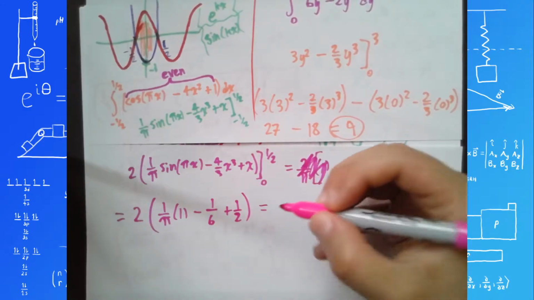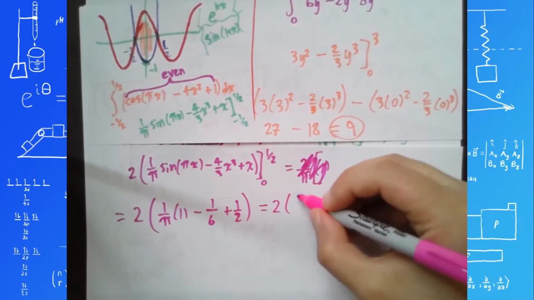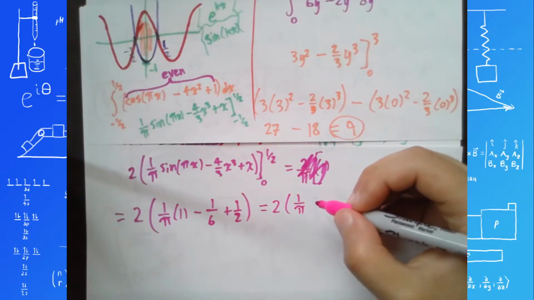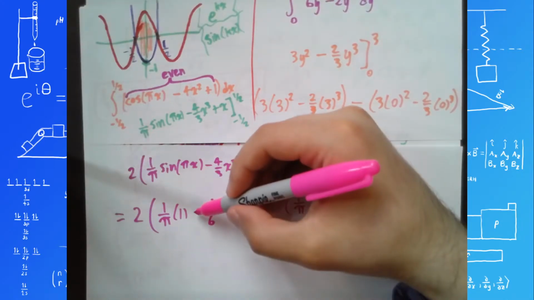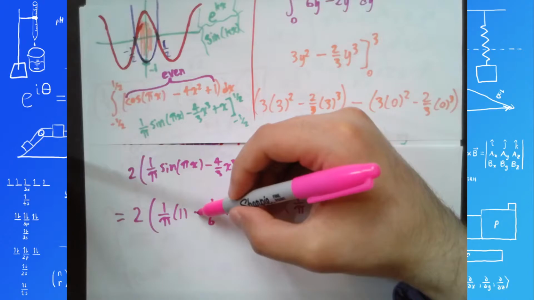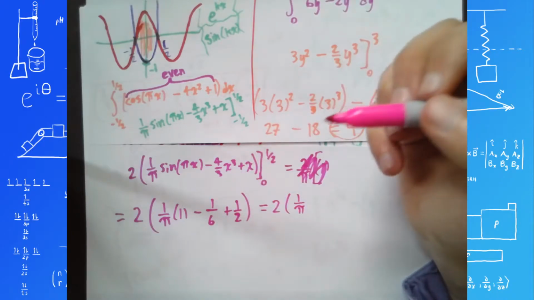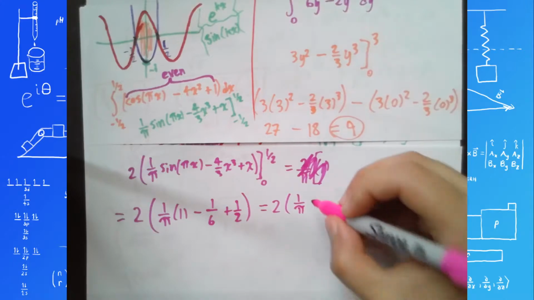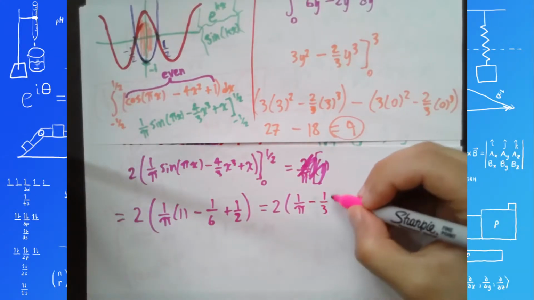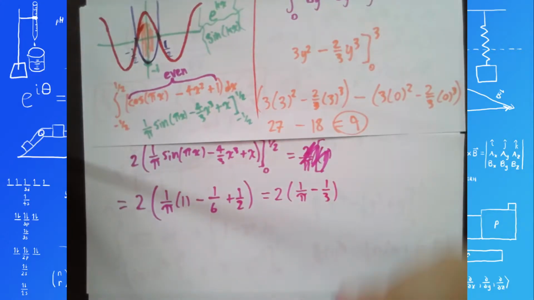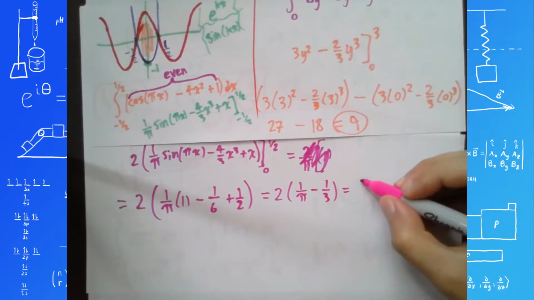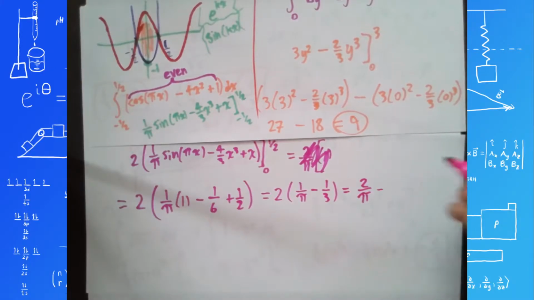So we've got 2 times 1 over pi. Oh, wait, did I add? No, it's supposed to be subtraction. Subtracting 1/2, or subtracting 1/6 from 1/2 is going to be 2/6 or 1/3. Okay. Getting a little hasty there. 2 over pi minus 2/3. Is that even going to be positive? It doesn't look like it.